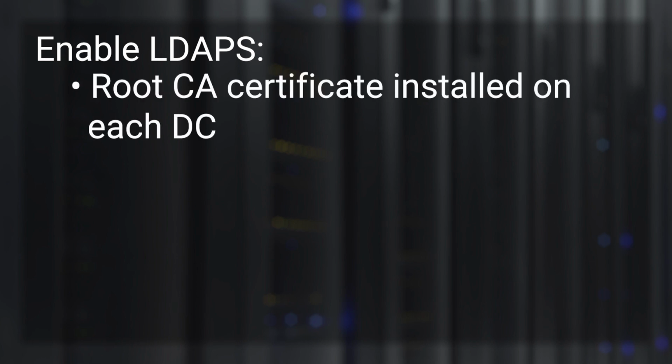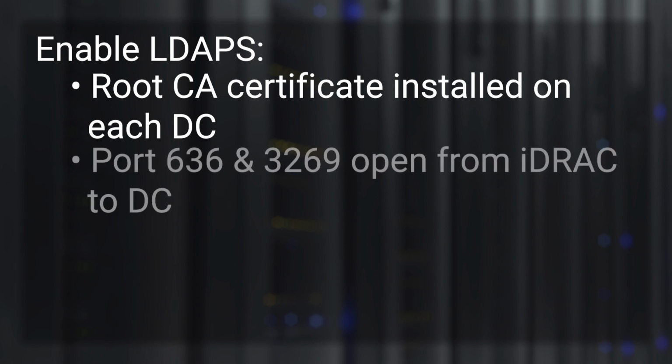First will be LDAP-S. For current and future versions, this will be a requirement due to security concerns. To enable LDAP-S, you will need to acquire a root CA certificate and install this to each domain controller you will be enabling LDAP-S on. Please review the documentation provided by Microsoft for more info on this configuration. Additionally, for communication to work, we will want ports 636 and 3269 open from the iDRAC to the DC.